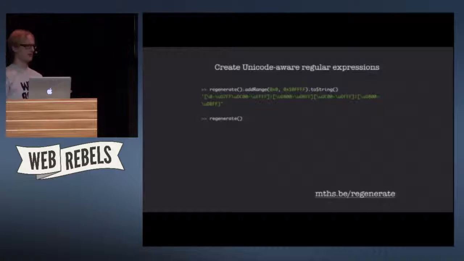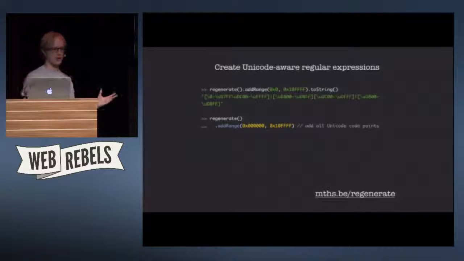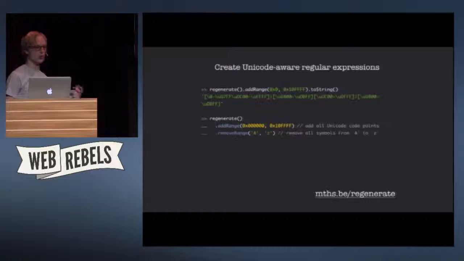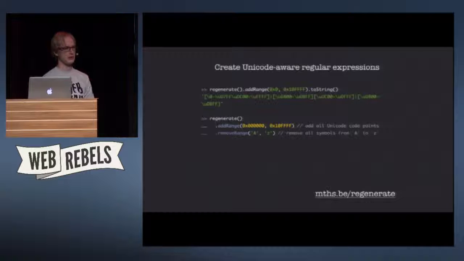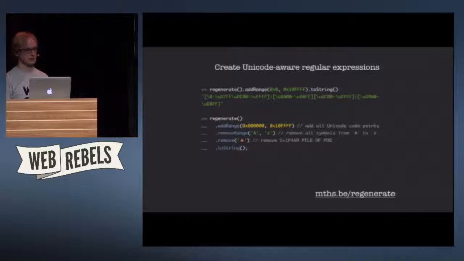Here's a slightly more advanced example, perhaps. So let's say you want to create a set containing all Unicode code points. You want to match all characters, but then you don't want to match the characters in the range from capital letter A to lowercase z, and then you don't want to match the pile of poo. What would that regular expression look like? Well, apparently it looks like this.